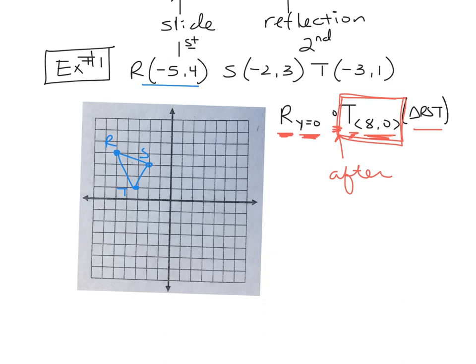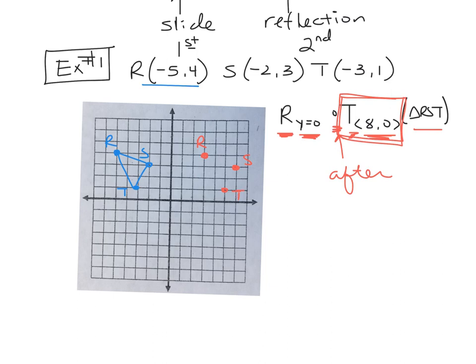So if I take my R, 1, 2, 3, 4, 5, 6, 7, 8 spaces to the right, it would be there, okay? And we're not going to call this R prime yet because we're not done with it. So just call it R for now so that you don't get confused which one is which. And then S, 8 spaces would be here. And T, 8 spaces would be here.